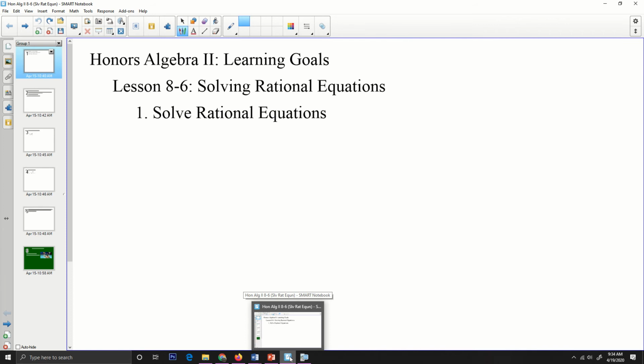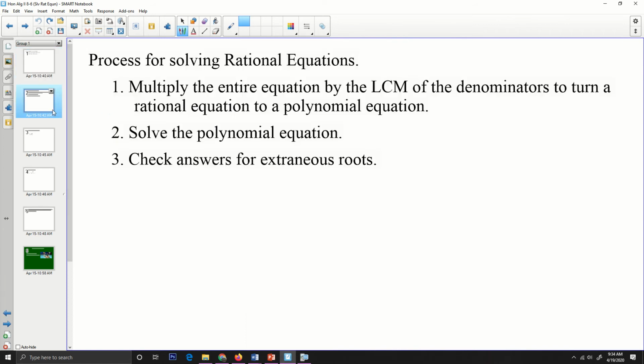Today we are going to be solving rational equations, and that's fairly simple, but let's talk about the process for a moment. The process for solving rational equations: you're going to multiply the entire equation by the LCM of the denominators to turn the rational equation into a polynomial equation. And then we are solving a polynomial, and we've been solving those quite a bit this year. Once we've solved that polynomial equation, we're going to have to check our answers for extraneous roots.